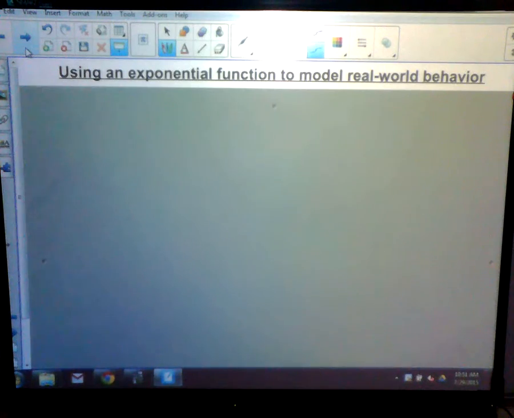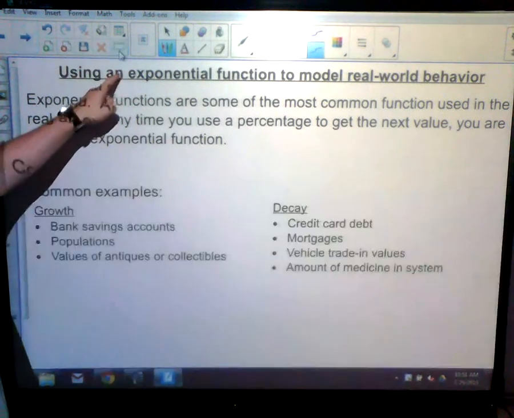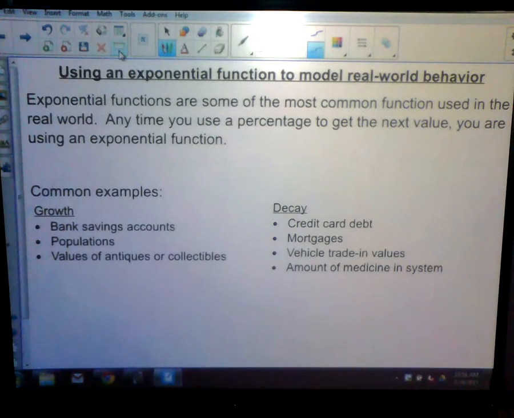How do we use this to model real-world behavior? Exponential functions are some of the most common functions used in the real world. Anytime you use a percentage to get the next value, you're using an exponential function. Common examples of growth are bank savings accounts, populations, values of antiques or collectibles. Decay: credit card debt, mortgages, vehicle trade-in values, amount of medicine in the system.